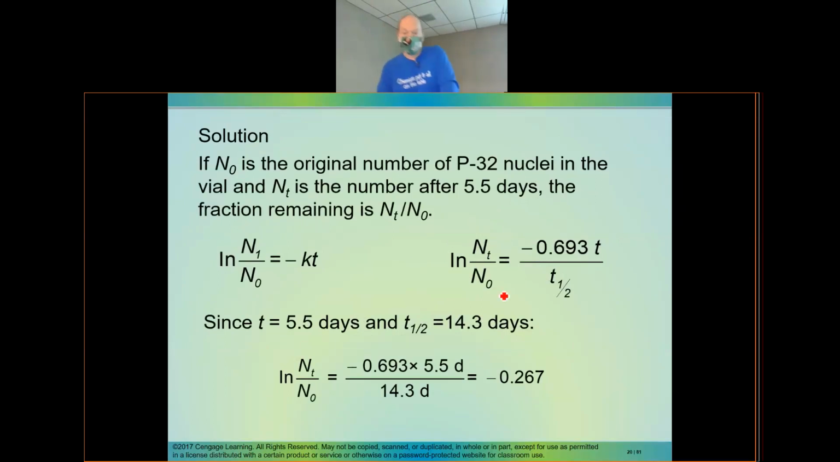All right, so we put in our numbers. We had our 0.693 divided by 14.3 days, so the days canceled the days. When you push that, you get the negative because it's negative KT. You get your ln of N at time t over N initial to be negative 0.267. Now you push your e to the x button. And this has to be a fraction, a number less than 1.